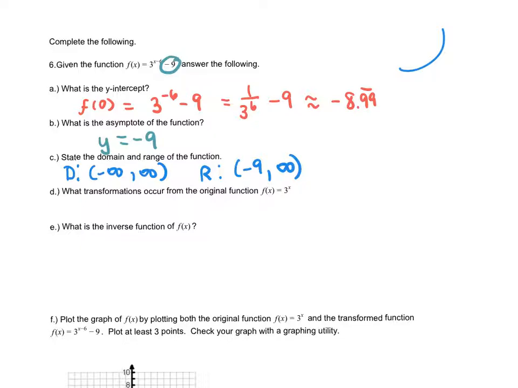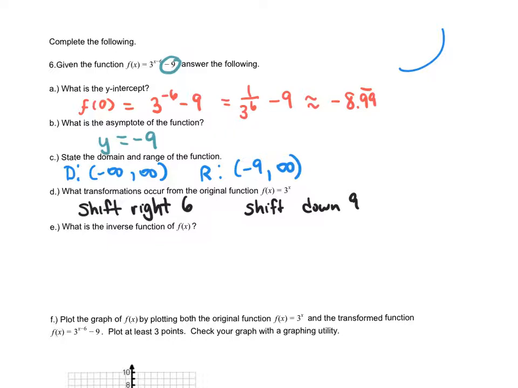Transformations that occurred, a couple transformations. If we have 3 to the x minus 6, minus 9, then I know the minus 6 is going to shift it right 6, because remember, it's always the opposite for the horizontal shift. And it's going to shift down 9. And that'll help us get a graph of this thing.